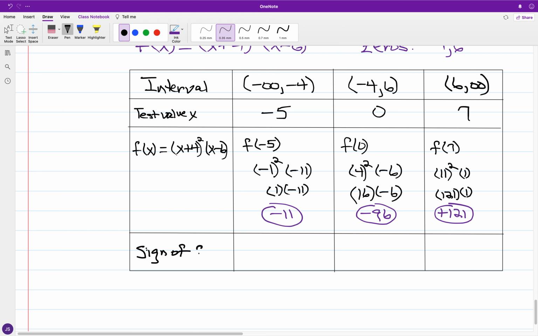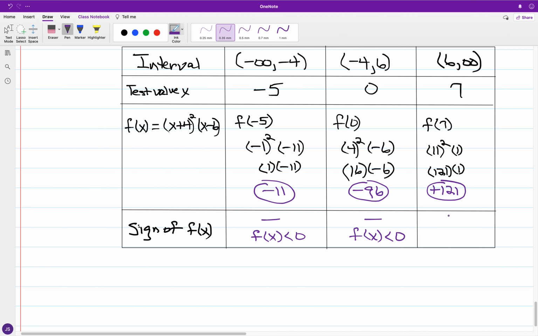Now for the sign of f of x. For values of x less than negative 4 for the input, the output is negative, so f of x is less than 0. For anything greater than negative 4 but less than 6 for the input, the output is also going to be negative. And for anything selected for the input greater than 6, the output is positive.